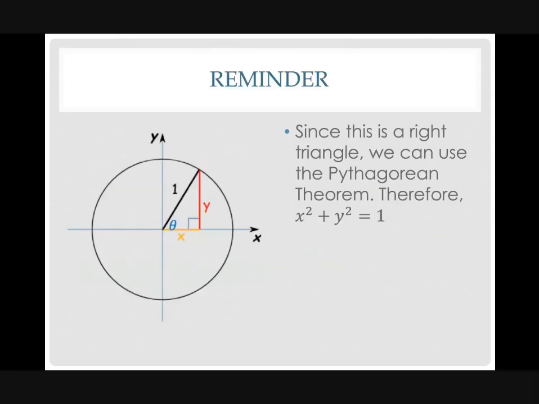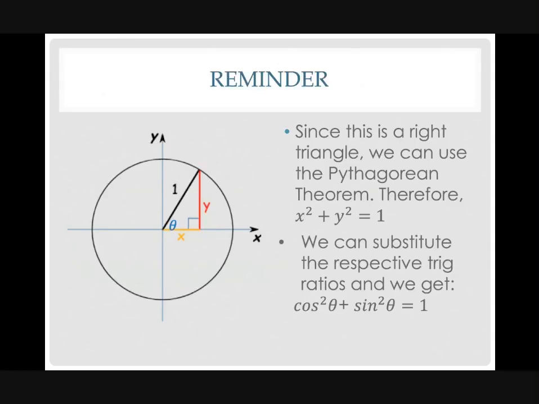If we were to apply the Pythagorean theorem, we would get x squared plus y squared is equal to 1. However, in a previous lesson, we learned that x can be replaced by cosine of theta and y can be replaced by sine of theta. Therefore, this Pythagorean identity can be written as cosine squared theta plus sine squared theta is equal to 1. And also, as a reminder, sine of theta divided by cosine theta is the same as y over x, which is our tangent ratio.